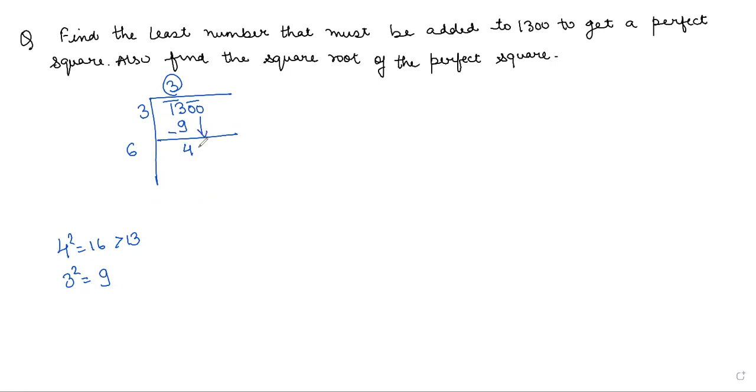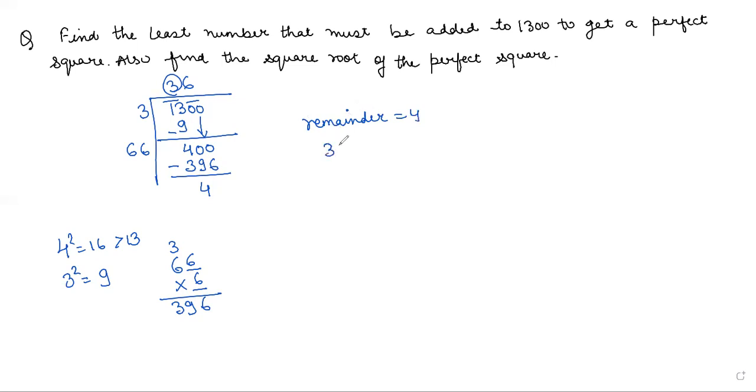Now take next pair, 00. Now think of a number with 6, by the same number multiply it to get 400 or less than 400. So multiply it by 6, we get 6 into 6 is 36. 36 plus 3 is 396. So write 6 here and here also. 396, subtract it, we get 4. Now the remainder is 4.